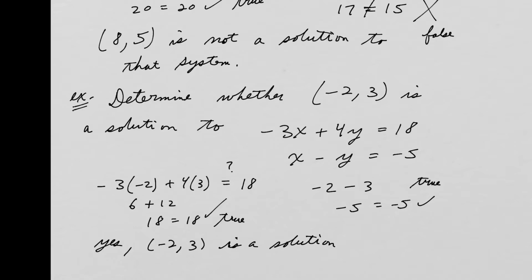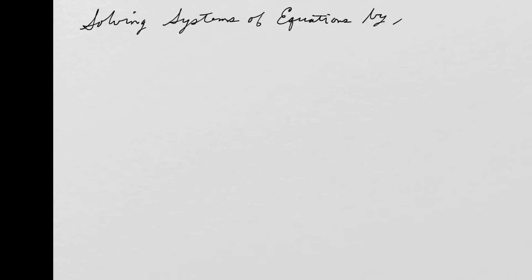Okay, so now let's talk about how to solve systems of linear equations in two unknowns. There's several ways we can do this, right? One of them is by graphing. We could just graph these, and if there's a solution, we will see where the two lines intersect, right? So one solution is by graphing. So, solving systems of equations by graphing.